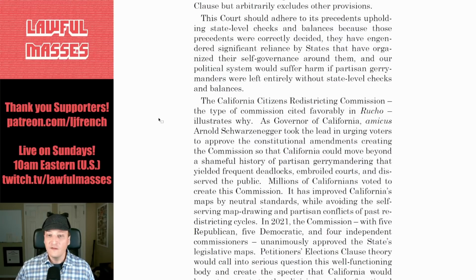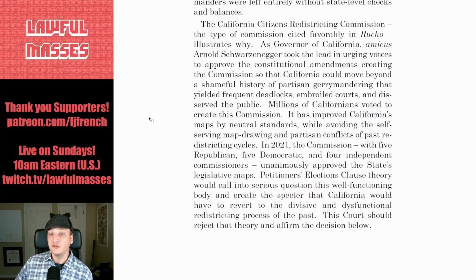correctly decided. They have engendered significant reliance by states that have organized their self-governance around them, and our political system would suffer harm if partisan gerrymanders were left entirely without state-level checks and balances. The California Citizens Redistricting Commission, the type of commission cited favorably in Rucho, illustrates why.